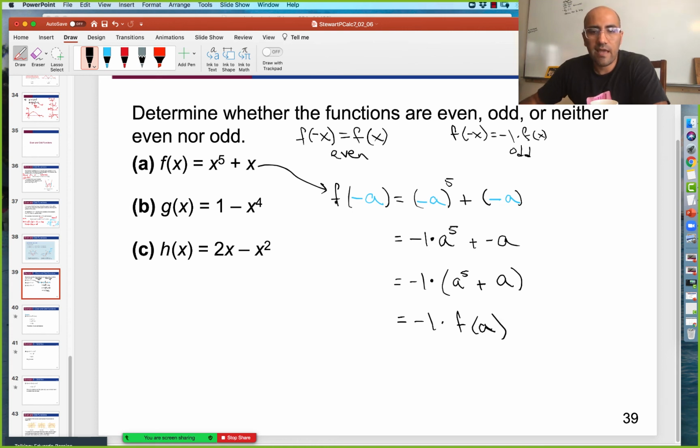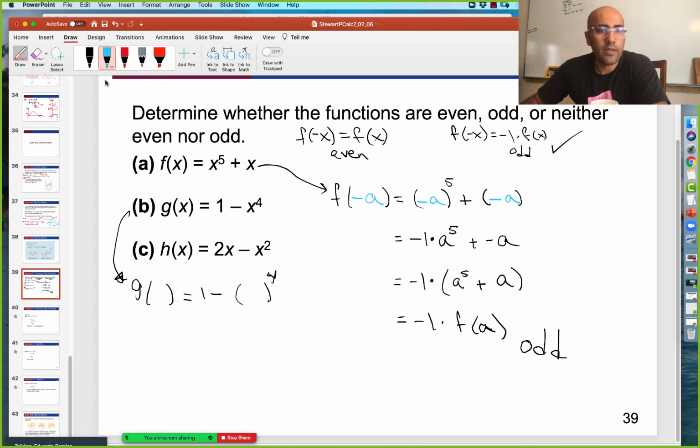Good. So we've established that f of negative a equals -1 times f of a. So we've established that this function is odd. Good. Questions? Doing it for this one, let's do g of blank equals 1 minus blank to the power of 4.